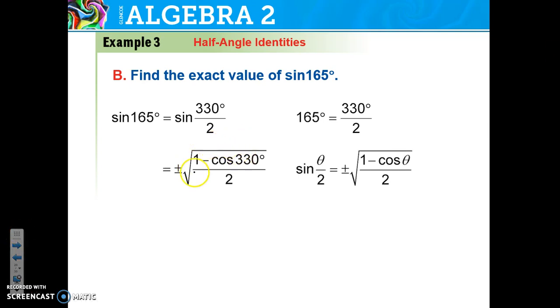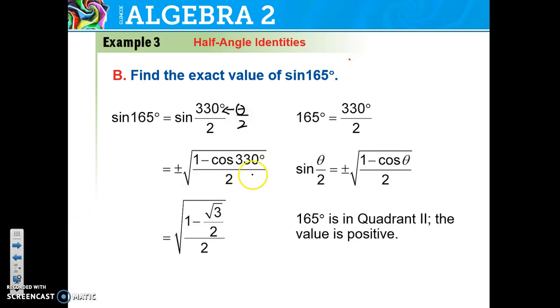So I'm going to use the half angle identity for sine. Looking back at the chart at the top of this page of your notes. So in this case, my theta is 330 degrees, right? Theta over 2. So the sine of theta over 2 is 1 minus the cosine of theta all over 2, plus or minus the square root of that. So here again, my theta is the angle being divided by 2. So my theta is 330 degrees.